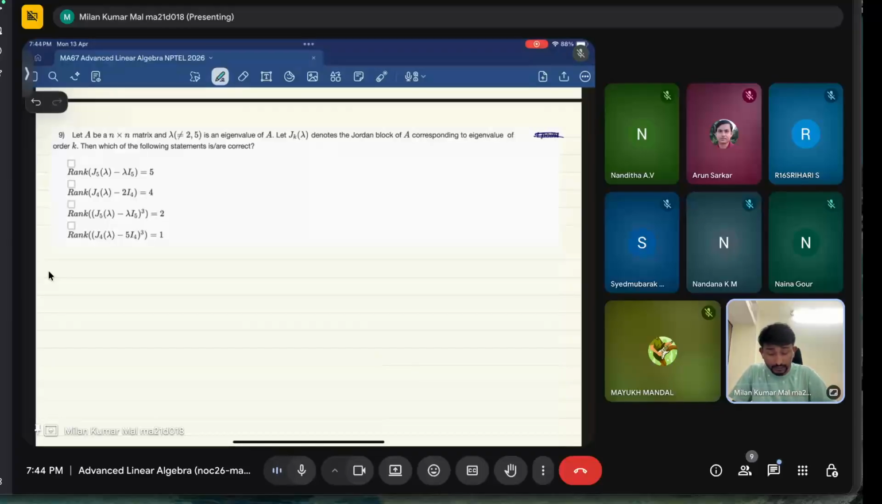What this problem says: let A be an n cross n matrix, and lambda is an eigenvalue of A that is not 2 or 5. Jk denotes the Jordan block of A corresponding to the eigenvalue lambda of order k. That means that many times it appears.